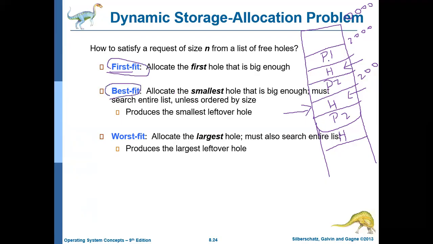Best fit says that you search all the holes, check this hole, check this hole, check all the available holes in the memory, and identify the smallest hole that is big enough to fit this process. Say the process needs 100 MB. You are searching all the holes, and you finally find that there is a hole with 110 MB, and there is no other hole which is less than 110 MB and greater than or equal to 100 MB.